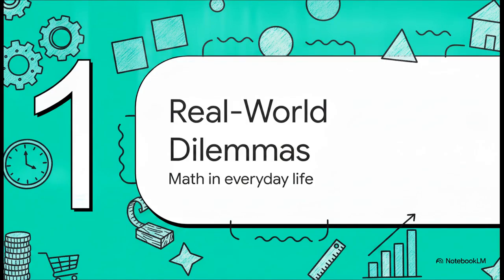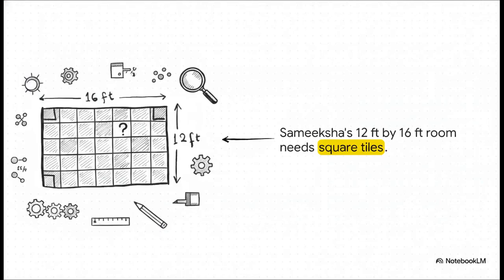All right, moving right into section 1, real-world dilemmas. Because math isn't just numbers on a page, it actually starts with real-world problems. And this brilliantly illustrates exactly what I mean. Take a look at Samiksha's dilemma. She has this room, 12 feet by 16 feet, and she wants to cover the entire floor with square tiles. But she has some strict requirements.